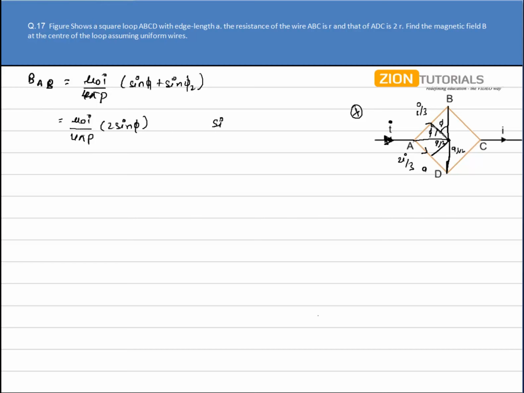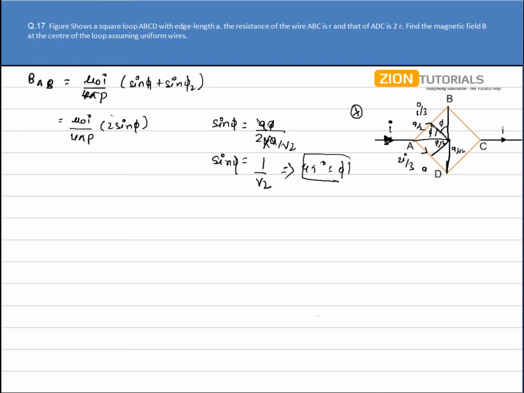So the value of sin phi can be easily calculated by taking that this is a by 2 and this is a by root 2. So I have a by 2 divided by a by root 2. Okay, so a is cancelled. We have sin phi coming out to be 1 by root 2, that is, phi is equal to 45 degrees.